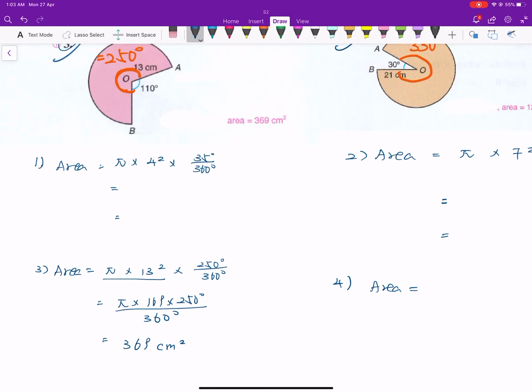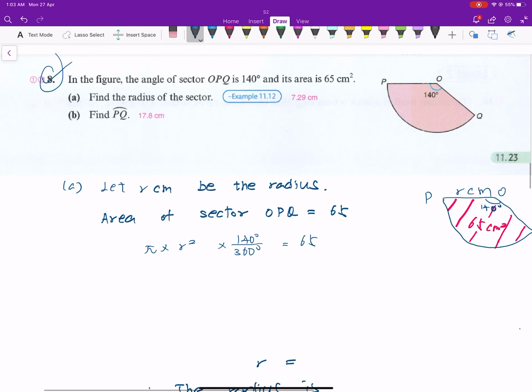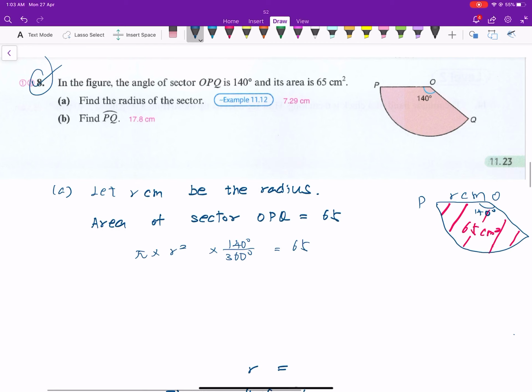Okay, and then question 8. In the figure, the angle of sector is 140 degree here, okay? And the area is 65 cm square. That means this part, the shaded part, the area is 65 cm square. Okay, find the radius of sector.